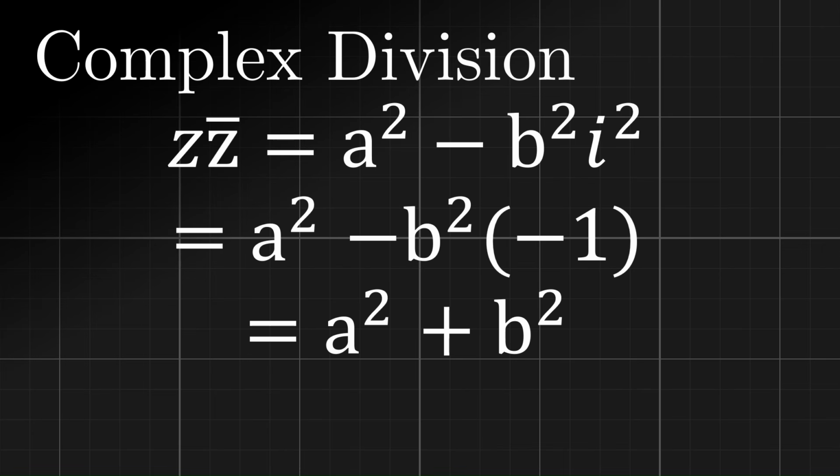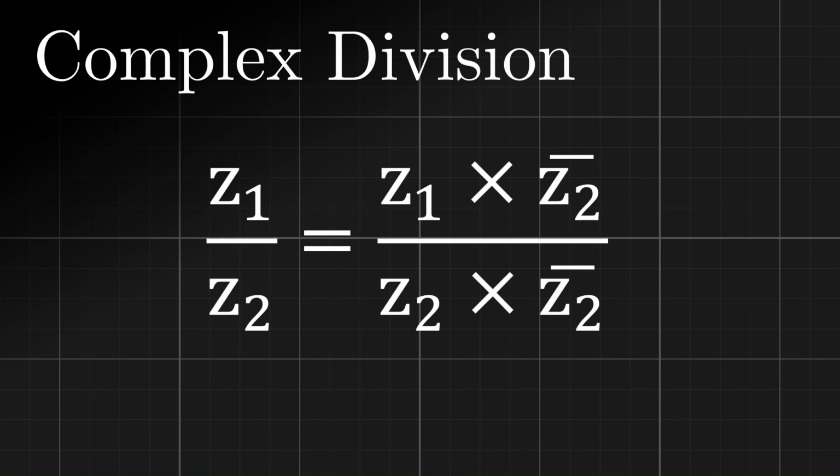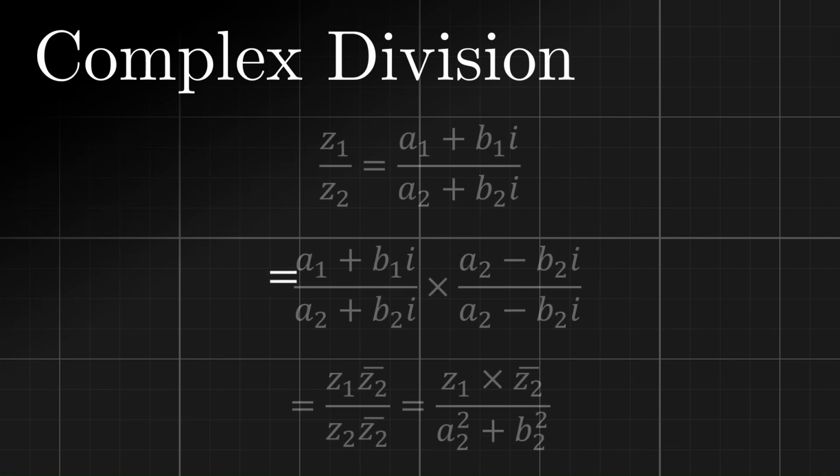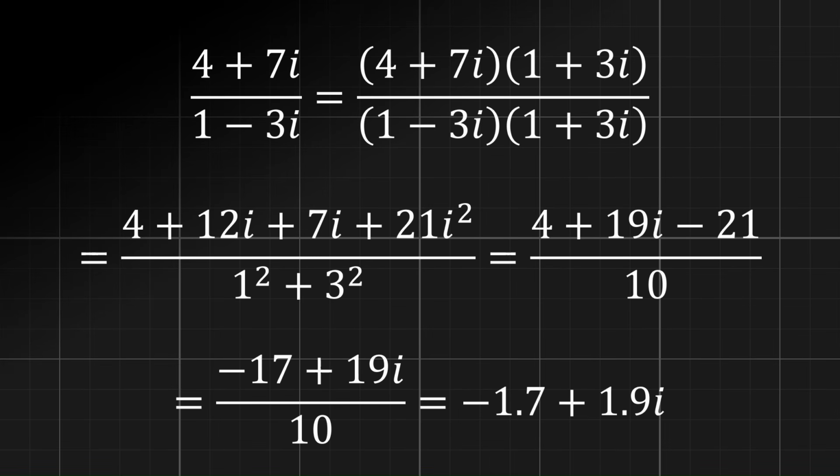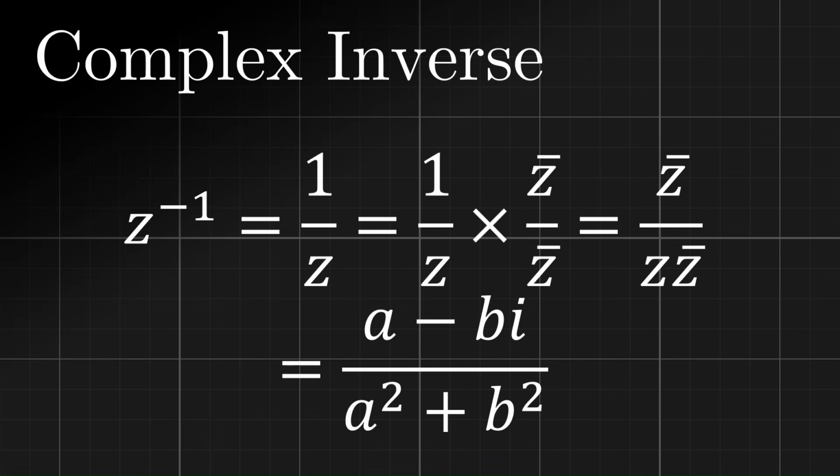To divide z2 by z1, we multiply the top and bottom by the conjugate of the denominator, z1 bar. This makes the denominator real without changing the value of the fraction. Finding the multiplicative inverse, z to the -1, or 1 over z, is just a special case of division, where the numerator is 1.